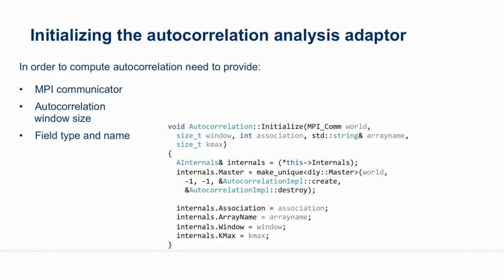The association tells whether the array to analyze is point or cell data in terms of VTK data centering, and the name of that array. And let's see, Kmax is one of the parameters. I don't recall offhand exactly what that does, but that's one of the tuning parameters for the autocorrelation.